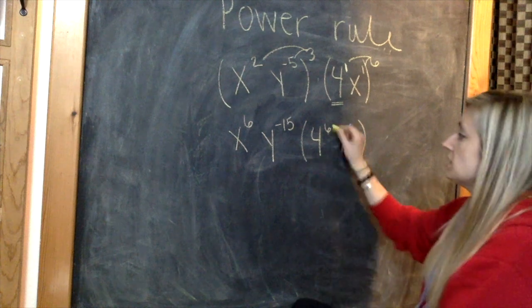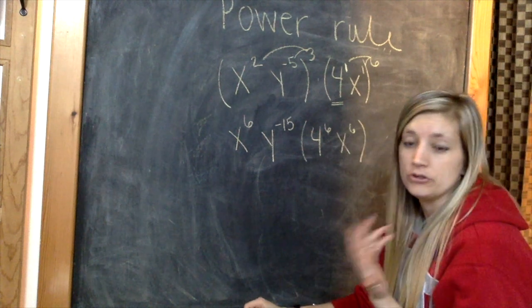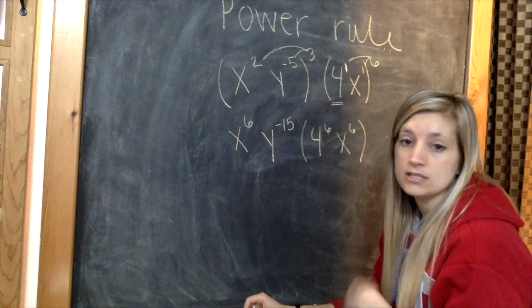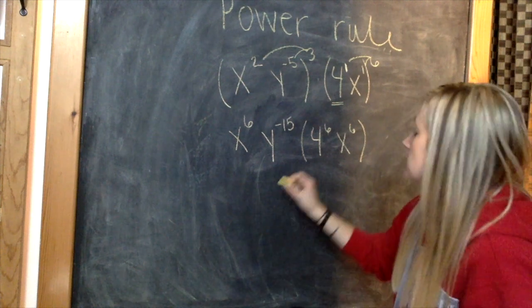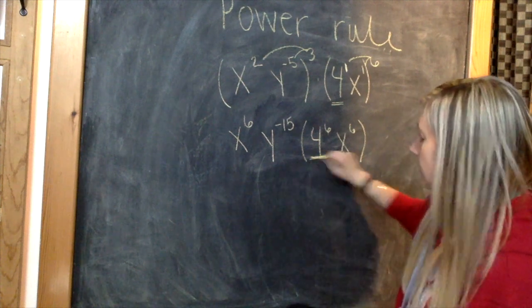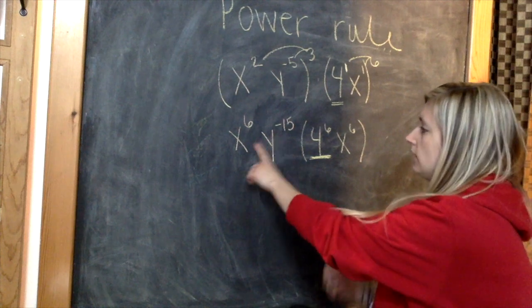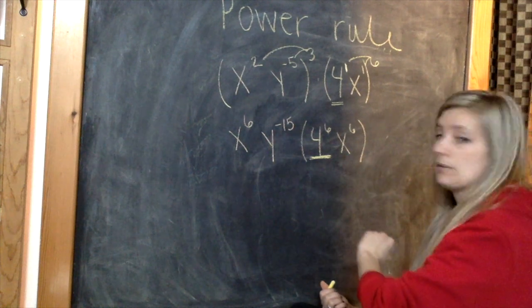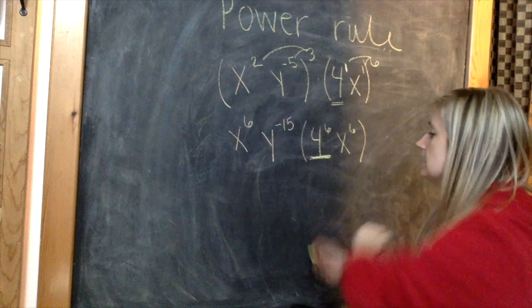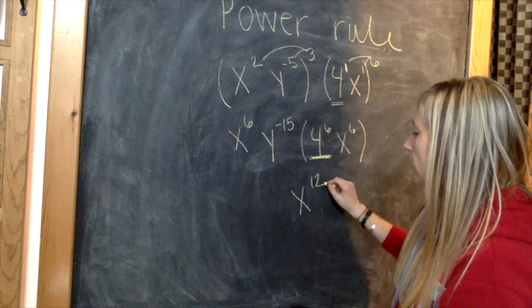Okay, so now 4 to the 6th, if you want to do 4 to the 6th out, you can. I don't have a calculator handy next to me, so I'm not going to. But again, it's up to you, so that's just going to stay. Okay, so I have product, so I'm going to add. So I have x to the 6th times x to the 6th, which is x to the 12th.